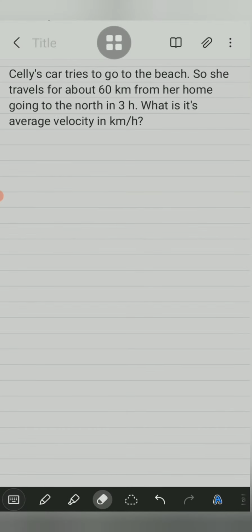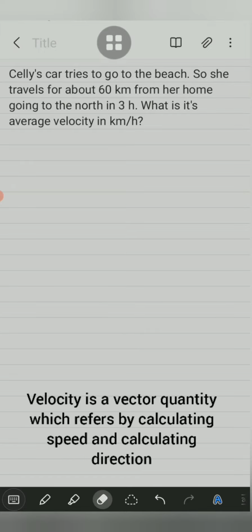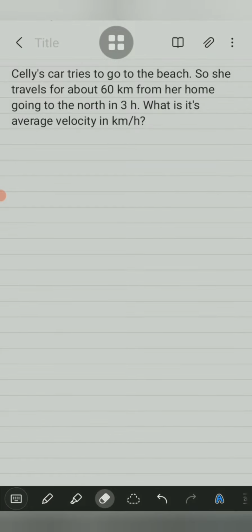Next is calculating velocity. Before we calculate velocity, again, what is velocity? Velocity is a vector quantity which refers to speed together with direction. So here is another question. Sally's car is going to the beach. She travels about 60 kilometers from her home, going north, in 3 hours. What is its average velocity in kilometers per hour?